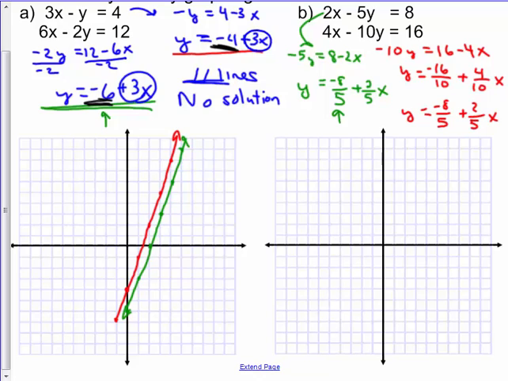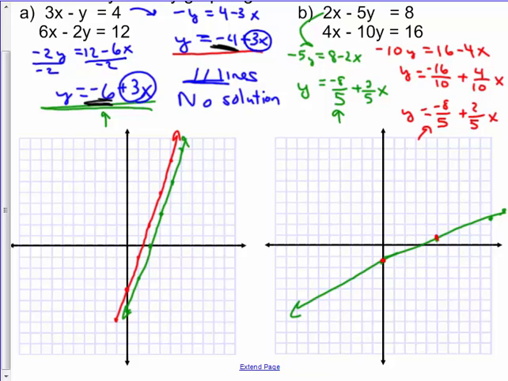So at this point, I'm going to graph it. I'm going to start at negative 8/5 and go up 2 over 5. So I'm going to do the same thing now with the red equation. I'm going to start at negative 8/5. I'm going to go up 2 over 5.